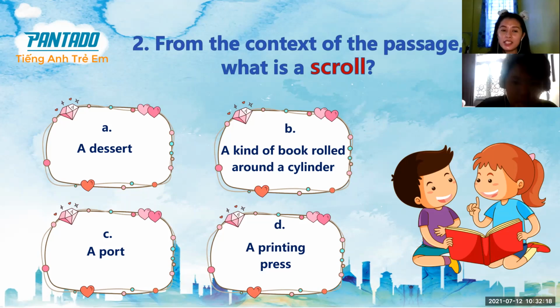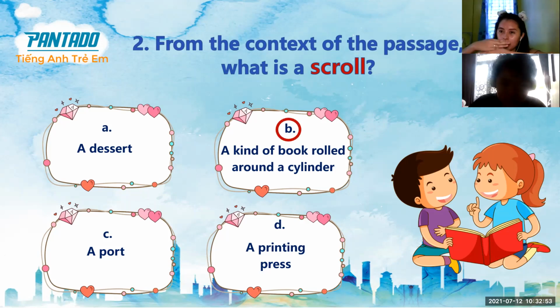Okay, it is a kind of book rolled around a cylinder, a port, or a printing press. Close. It's what? A printing press? Okay, it is a printing scroll. Is it a printing press? Let's see. That's your final answer? Final answer. Okay, the correct answer is a kind of book rolled around a cylinder.